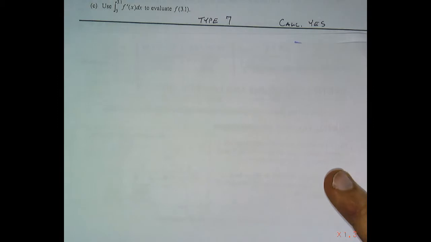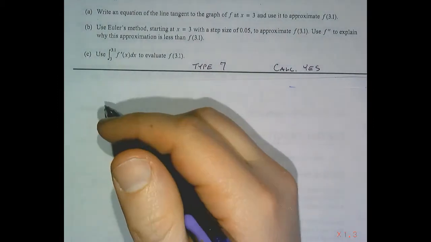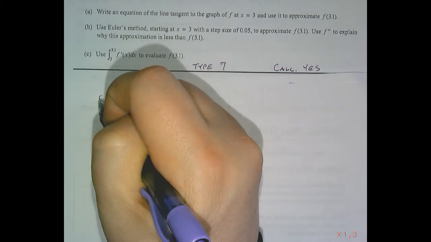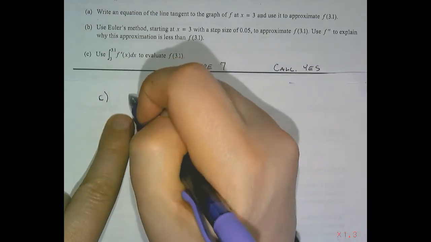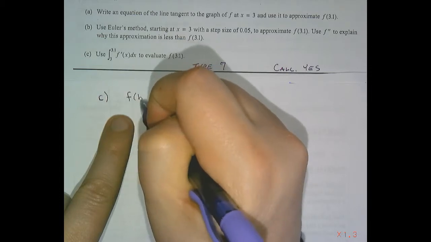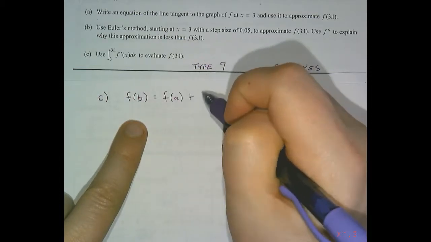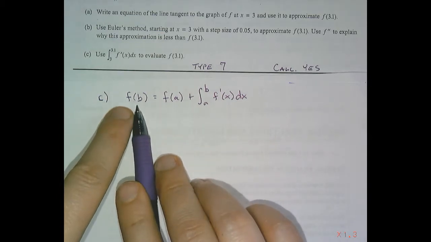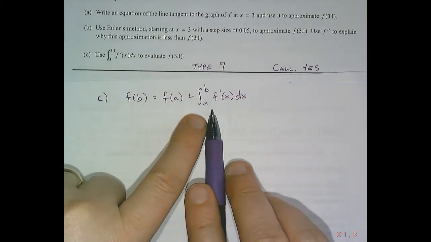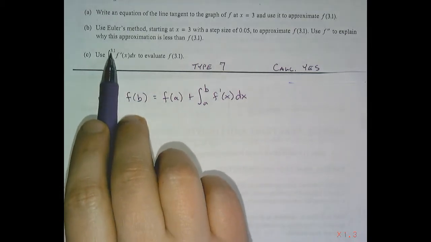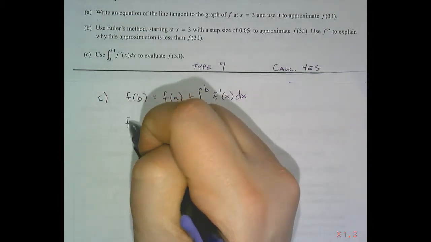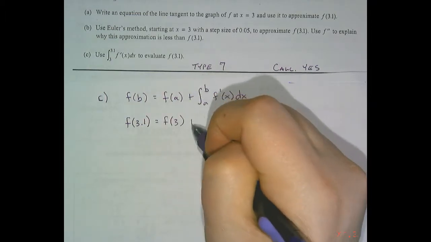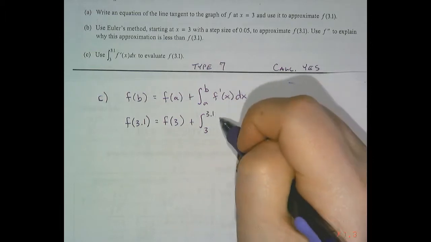Part C says use the definite integral 3 to 3.1 of the derivative to evaluate f of 3.1. And this is fundamental theorem of calculus in action. I like to write this as f of b equals f of a plus the integral a to b of f prime of x dx. Or I say what I have is equal to what I started with plus what I accumulated. Okay? So in this case, where our accumulation is going from 3 to 3.1, and we're finding the value of 3.1. f of 3.1 is where I started plus what I accumulated from my start point to the value I'm approximating.